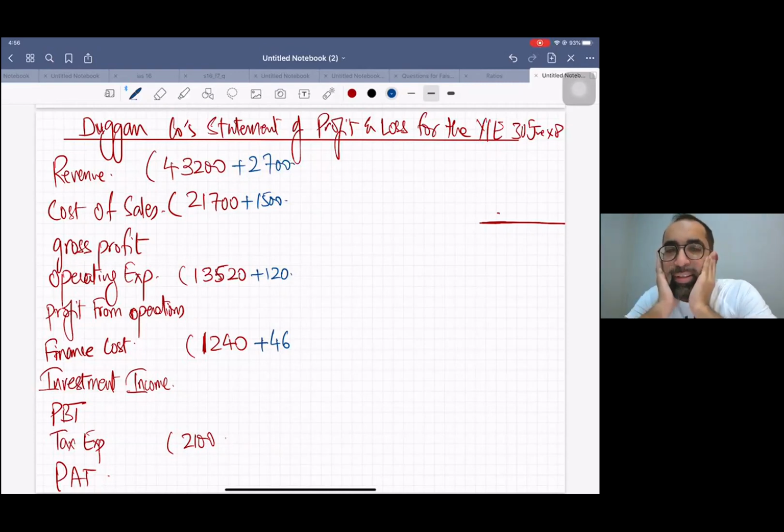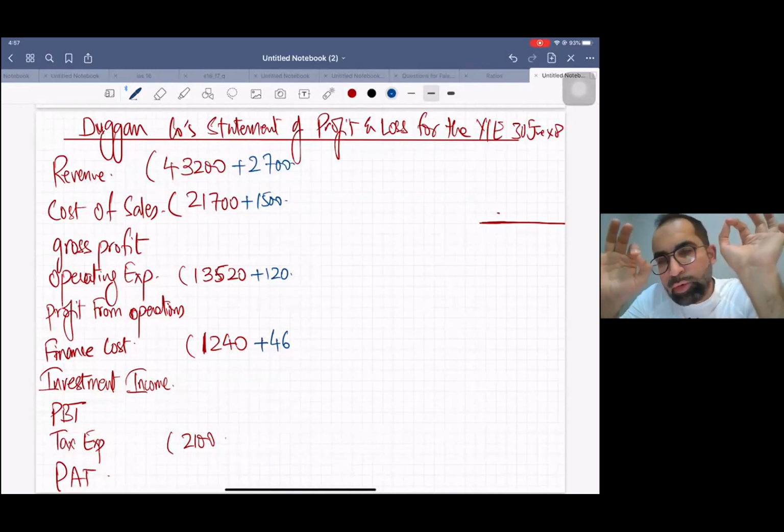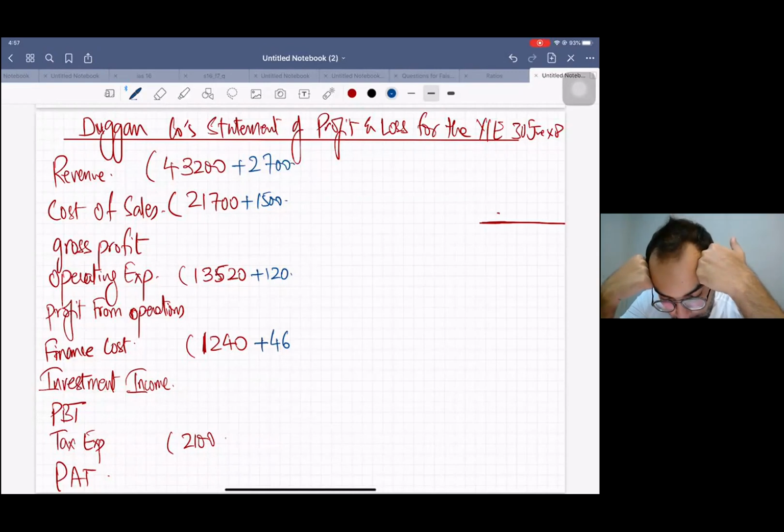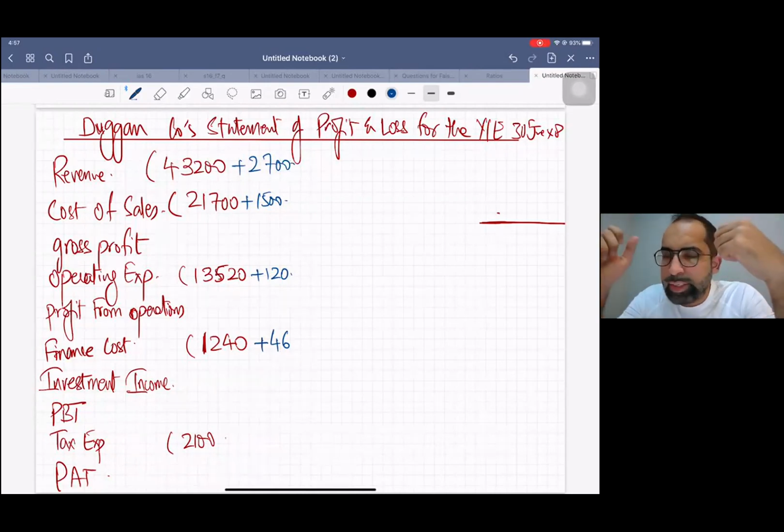You can see the sales revenue. I have adjusted the sales revenue figure in adjustment number one. I have adjusted the cost of sales number. I have increased the operating expenses for adjustment number two, and the finance cost by 46. Okay, the existing numbers I have taken from the trial balance, which is given in the question. You can also verify. I've already sent you the question.